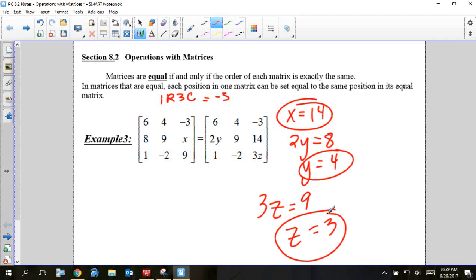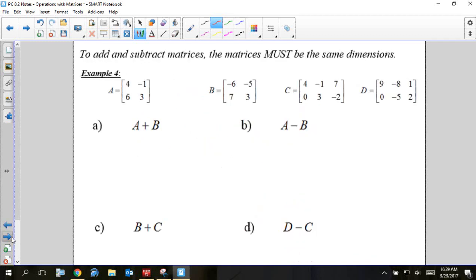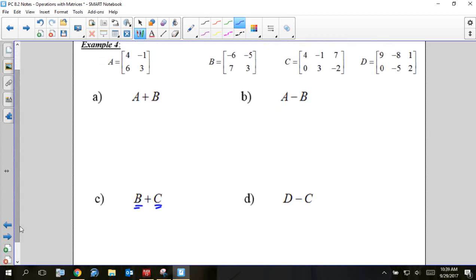Next. We then did adding and subtracting matrices, and it does say that the matrices must be the same dimensions to do this. If they're not the same dimensions, what do you write, according to the book? Undefined. And when you did your notes, B and C were not the same dimensions, so that one is the one that is undefined.